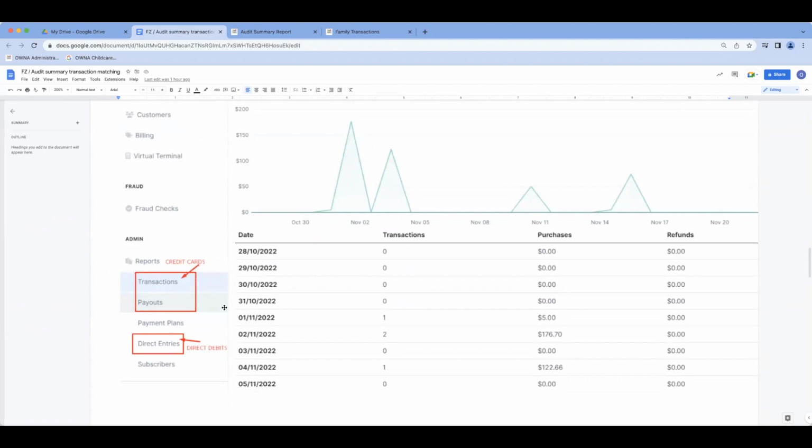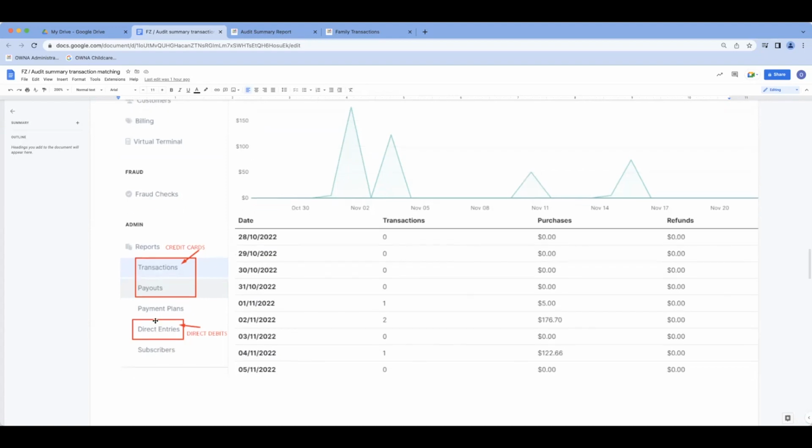I'm only showing you this on this screenshot because you can't really tell when you're in the dashboard which ones are your credit cards. But essentially under reports, the first two will be all your credit card payments. And I'm going to assume you've already filtered the dates. But this will show me all my transactions and payouts, and I'll go through each one separately as well. Payment plans I never use. I don't even know what it is. I don't even know if I've got access, but I don't use that one. I just use the direct entries, and these will be all my direct debits.